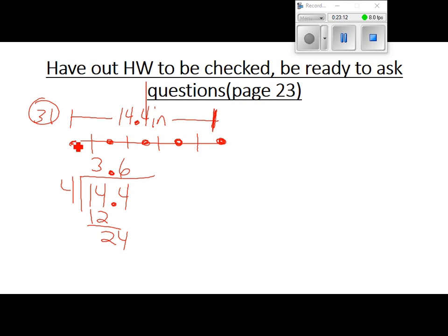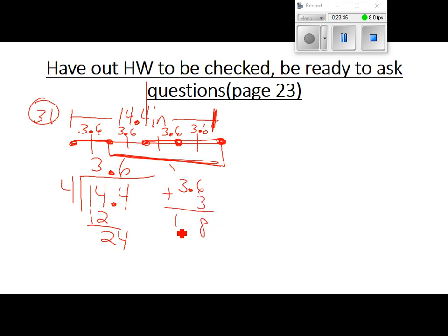So what's the length of this segment from here to there? 3.6. How about this one? 3.6. How about this one? This one? What'd they ask us to find? Q to T. So that's from here to there. How many of those 3.6s do I need? Three of them. So what am I going to do to find that whole length? Add or multiply either one. Does that look right? 10.8 inches.